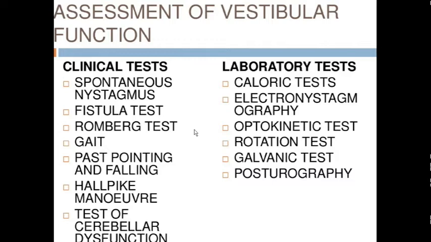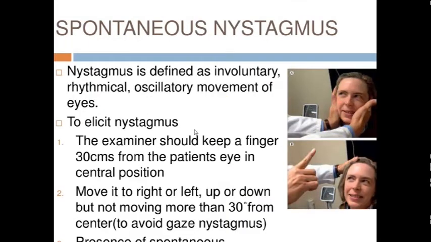Let us first discuss the clinical test. How do you check for nystagmus? What is nystagmus? Rhythmic involuntary oscillatory movement of the eyeball. So it is in a rhythm and it is involuntary. The patient cannot control it. And it is an oscillatory to and fro movement of the eyeball. It's a very fast movement.